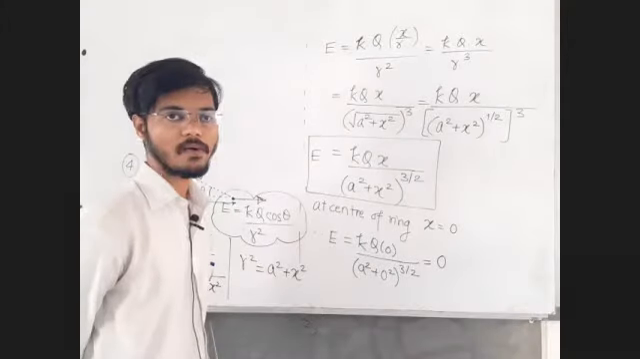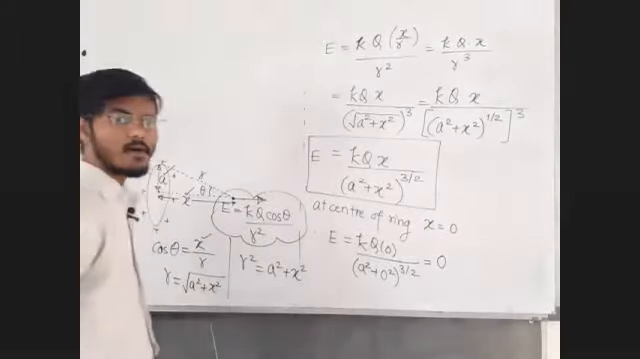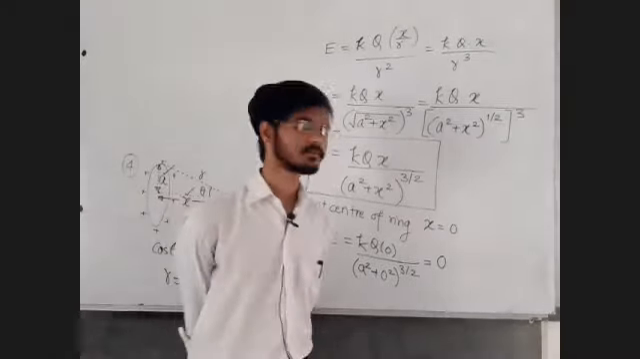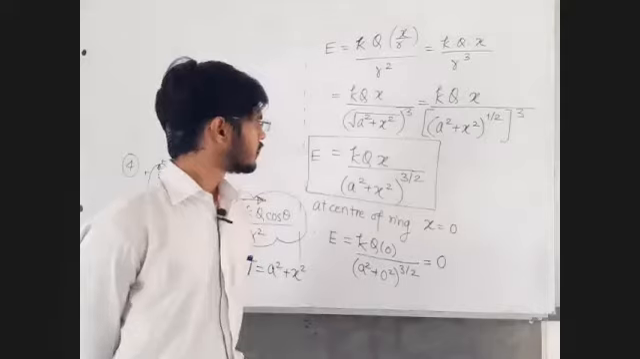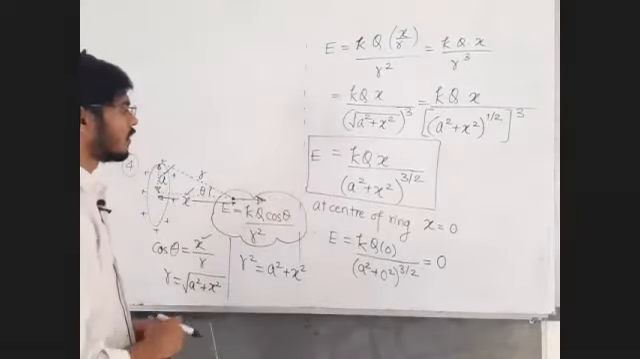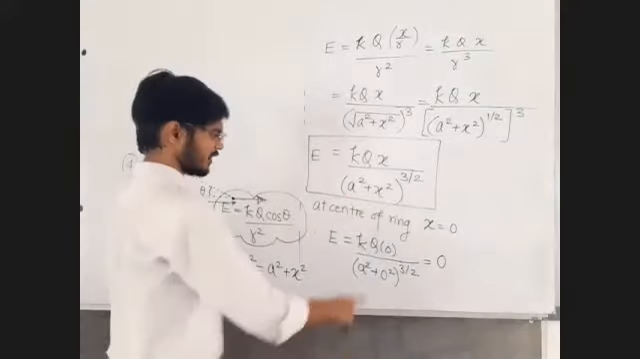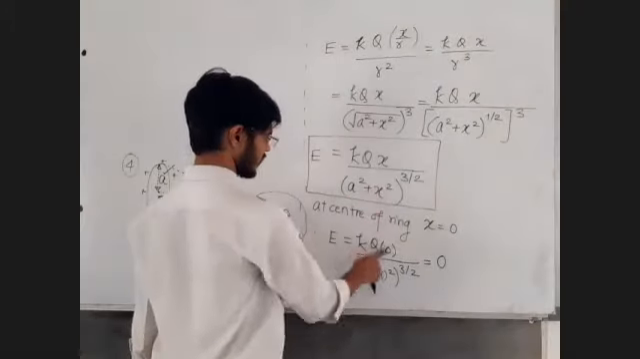Good. Write it down. Fine. Now, if the distance x, we made it as small as possible, we made it equal to 0.